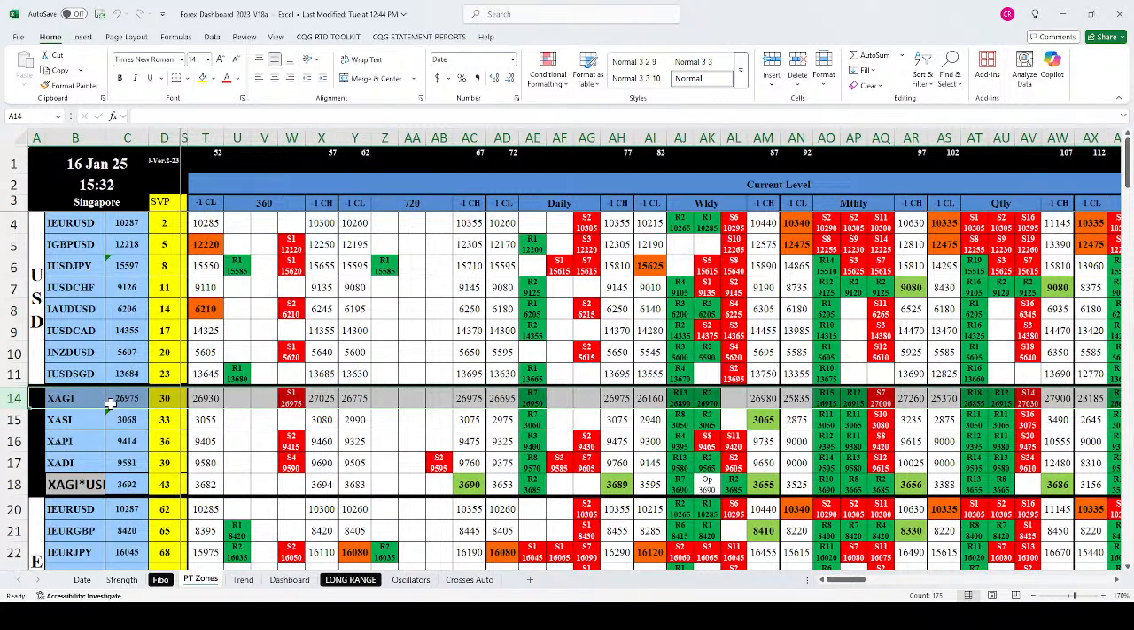Okay, which is showing on the 6 hours, showing some weakness, but on the daily there is a strong buy, weekly there is a strong buy, monthly there is a strong buy, quarterly there is a strong buy. So we should be going for a cautious buy or buy and hold on this.